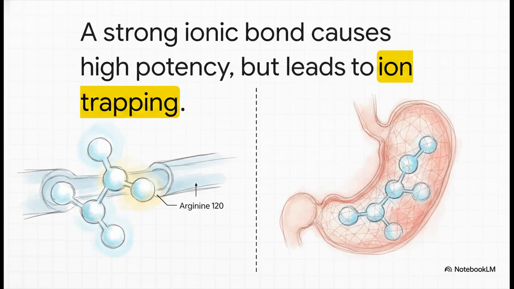But because they're weak acids, when you swallow them, they diffuse into the lining of your stomach. They become ionized and they get chemically trapped there. We call this ion trapping. And it causes direct damage to your gastric mucosa, your stomach lining. So the very thing that makes the drug so powerful is exactly what's ruining your stomach.